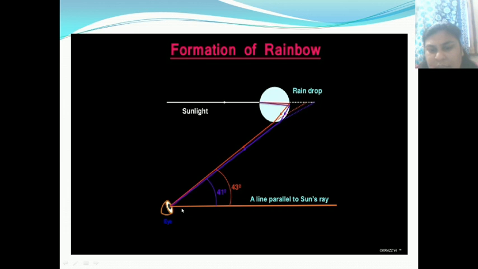Now here I can show you some angles. Red is at a 43 degree angle and violet at a 41 degree angle. This is the line which is parallel to the sunlight. So when we make this angle and this angle from this line. Now I think it is clear to you how the rainbow is formed by a raindrop.